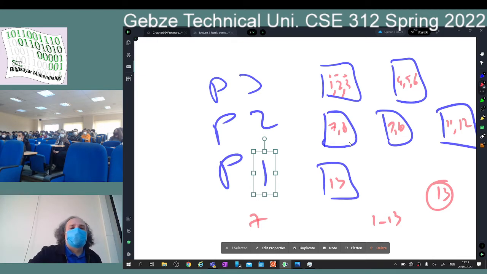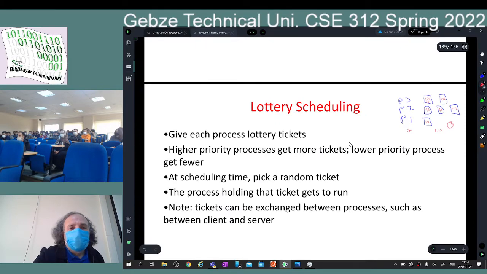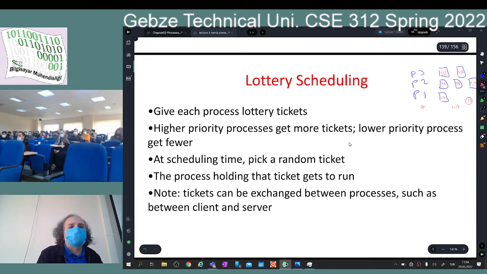And the higher the priority number, the better their chances of getting the CPU time. So getting the CPU time is like winning the lottery. Depending on how many tickets you have, you will have better chances of getting the CPU. Okay, so that's the idea. It's not pure priority scheduling, but it kind of serves the purpose, right? Okay, so give each process lottery tickets.